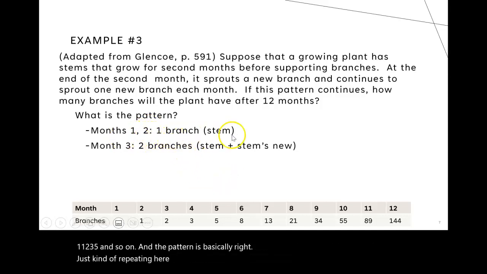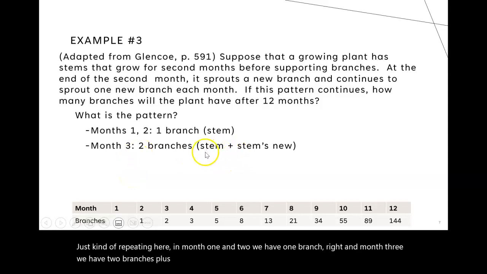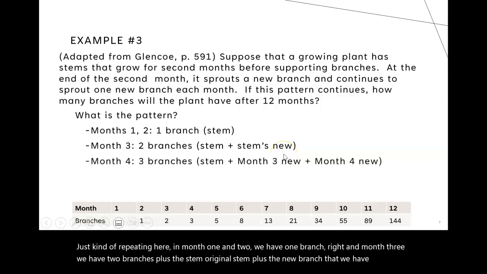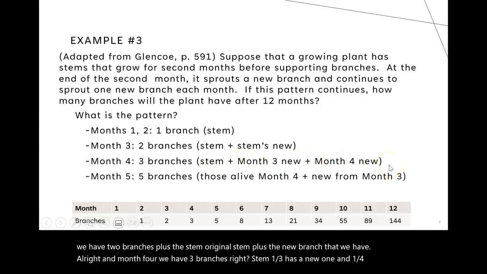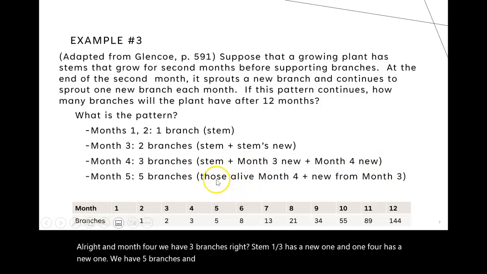In months 1 and 2, we have one branch. All right, in month 3, we have two branches: the original stem, plus the new branch that we have. All right, in month 4, we have 3 branches. The stem, month 3 has a new one, and month 4 has a new one. We have 5 branches in month 5. Those were alive in month 4, and then a new one from month 3. And we're continuing to add on as we go along.